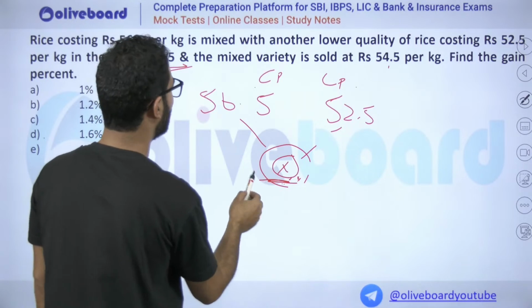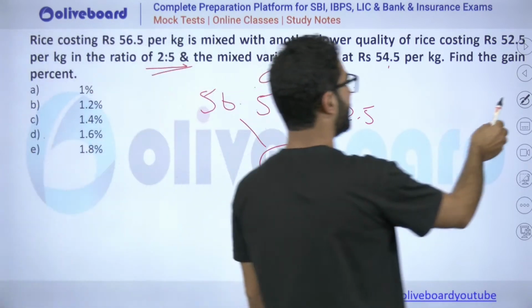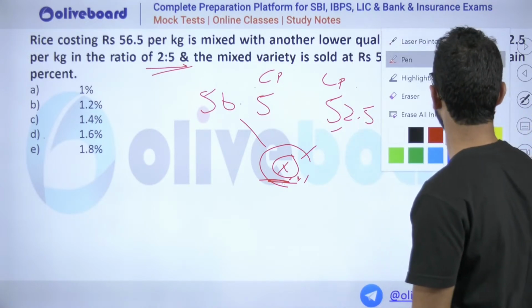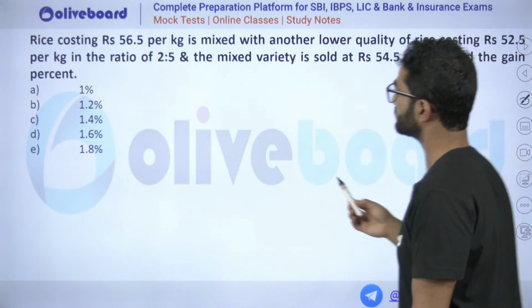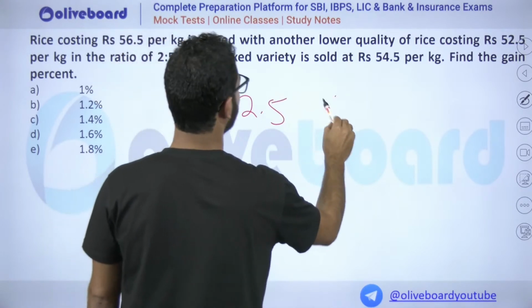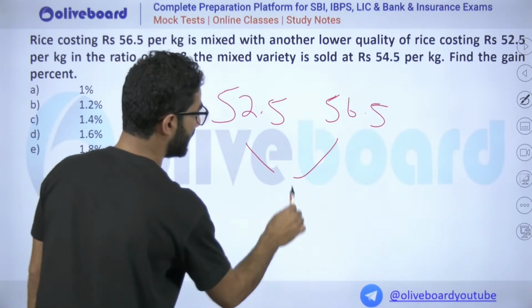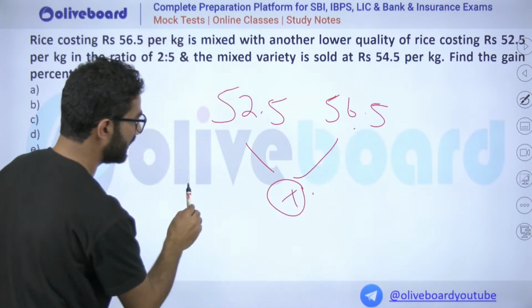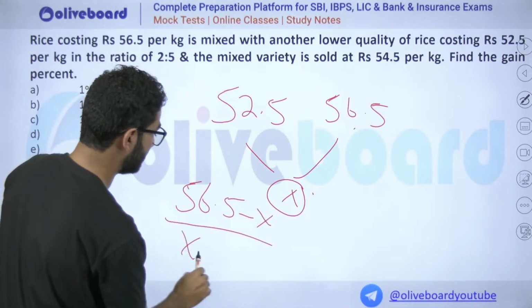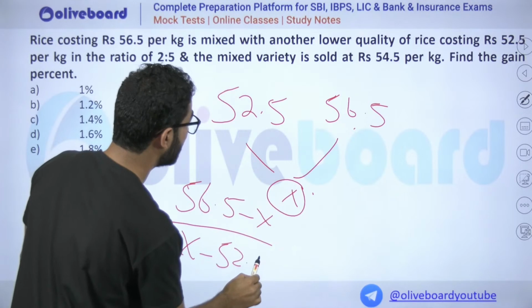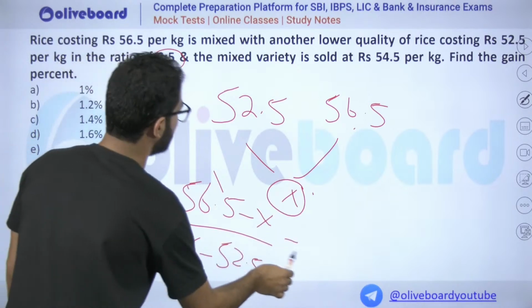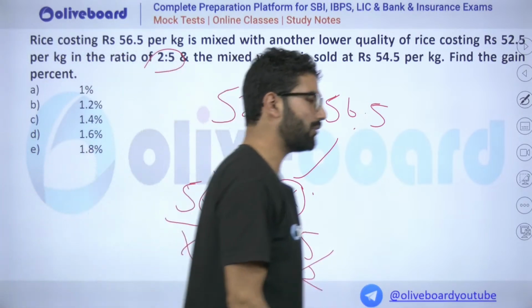Okay. Now, if I assume that is X, you just write, oh, okay, I take it opposite. So it should not be like this. The bigger term should come here. This is a rule, we are mixing 52.5 solution rice with 56.5, that we mix with X. So it will be 56.5 minus X divided by X minus 52.5. So that ratio is how much? It is 2:5. We just take that wise, it is nothing but 5/2.